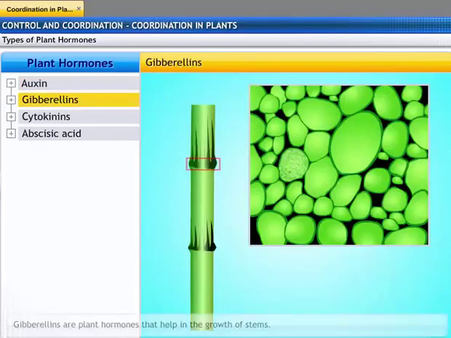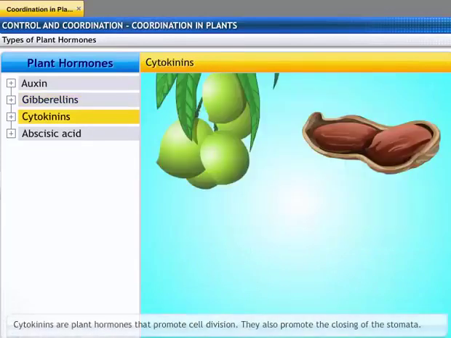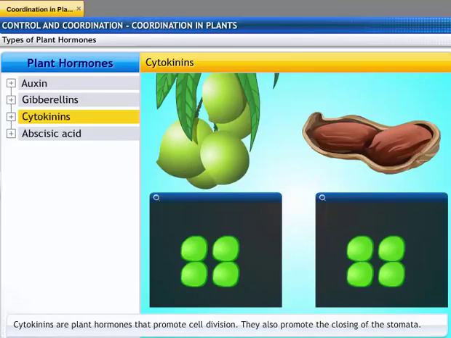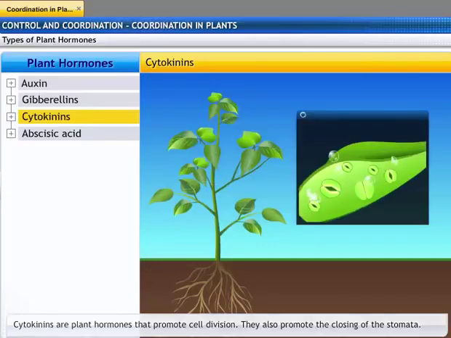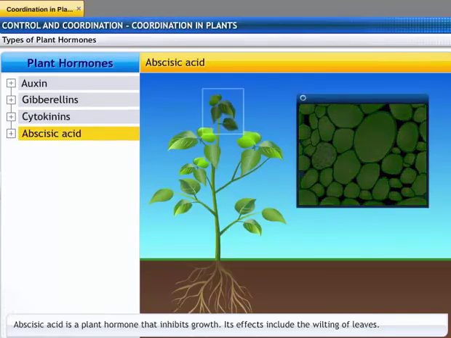Gibberellins. They help in the elongation of internode and play a role in the growth of the plant along with auxins. Cytokinins promote cell division. They are present in large numbers in areas of rapid cell division such as fruits and seeds. They also promote the opening of the stomata. Plants also need signals to stop growing, and these are provided by the hormone abscisic acid, which inhibits growth.